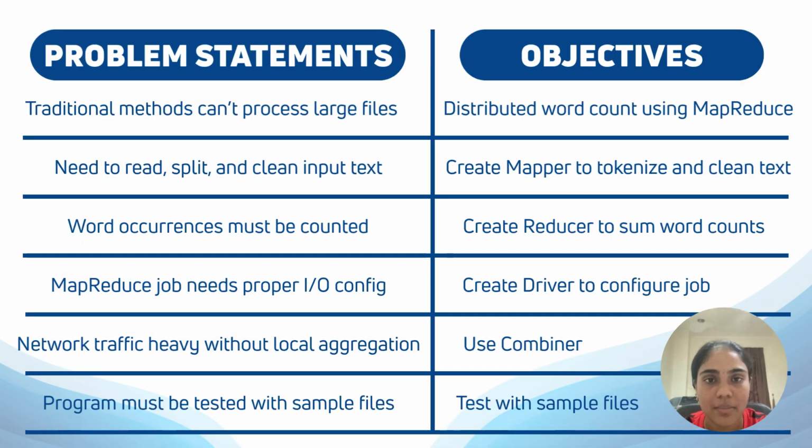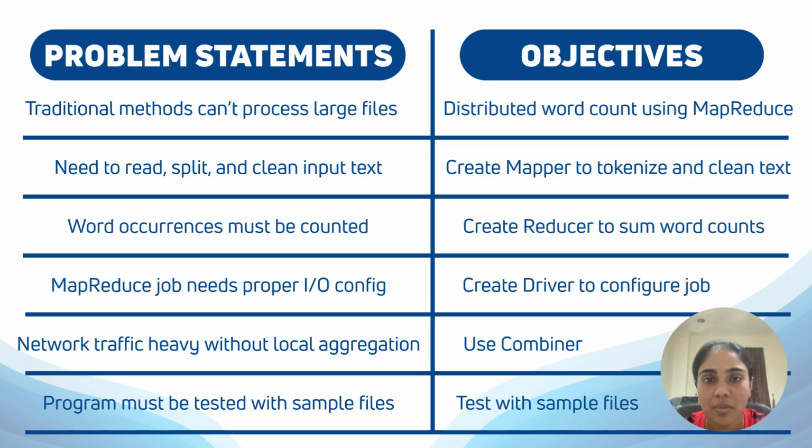Now let me explain the problems we are solving and our objectives. First, traditional methods cannot process large files. Second, we need to read, split, and clean input text. Third, word occurrences must be counted. Fourth, the MapReduce job needs proper input and output configuration. Fifth, network traffic is heavy without local aggregation. And sixth, the program must be tested with sample files.